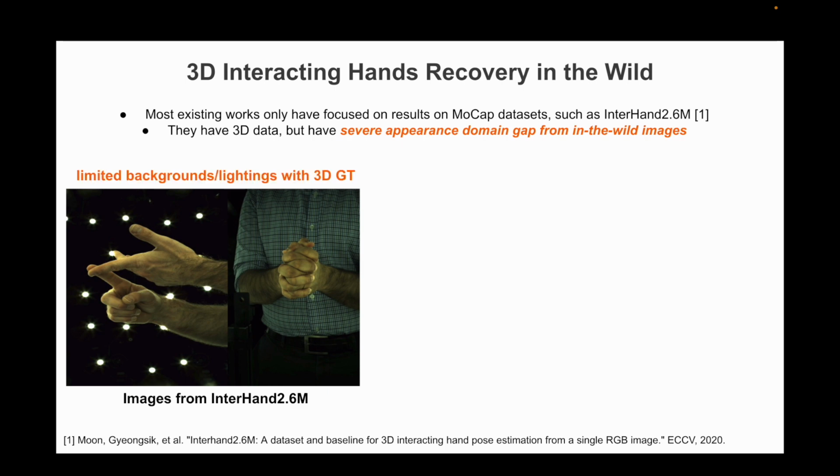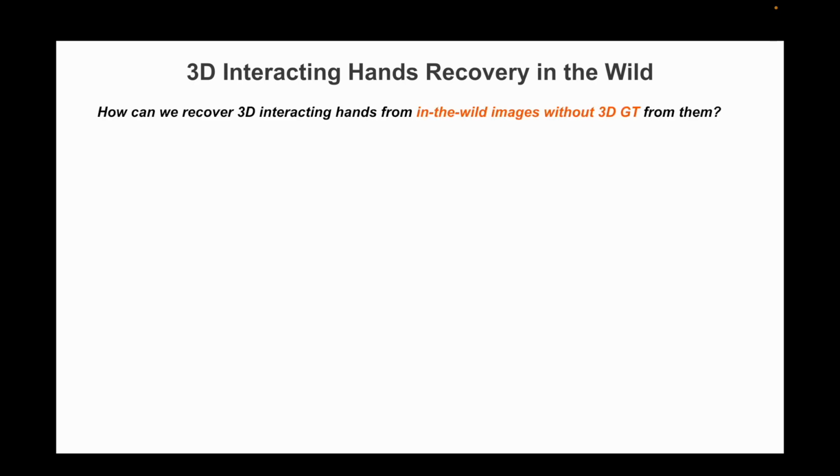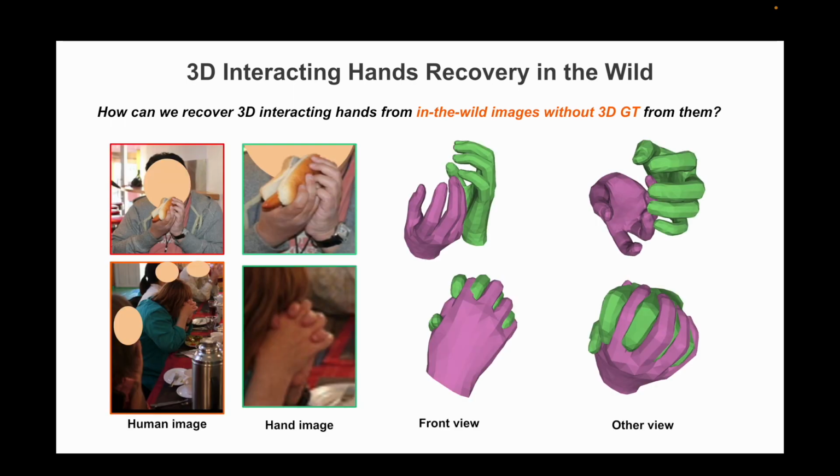For example, as shown in the left figure, images from the InterHand dataset have limited backgrounds and lightings. On the other hand, InterWild images like the right figure have diverse backgrounds and lightings, but they do not have corresponding 3D ground truths. The problem that this paper aims to solve is this question. How can we recover 3D interacting hands from InterWild images without 3D ground truths from them?